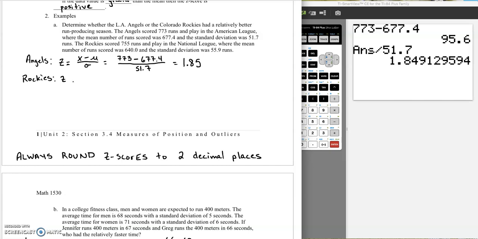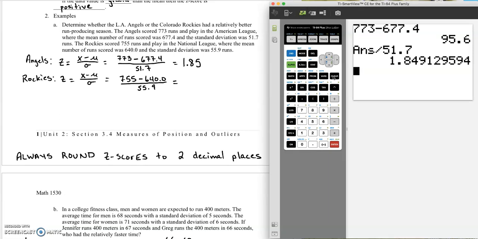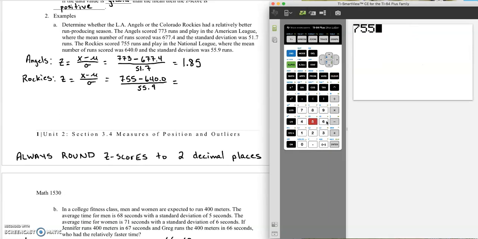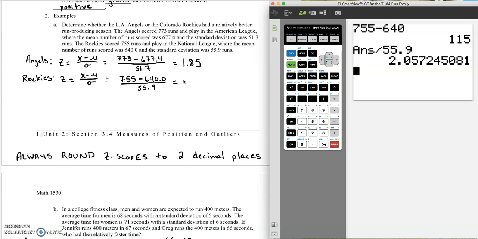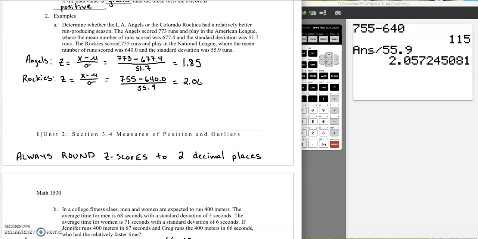So for the Rockies, they had 755 runs. And for the National League, the mean was 640.0 and the standard deviation was 55.9. So again, if we do the math, 755 minus 640, enter, divide by 55.9, we get a z-score of 2.06.